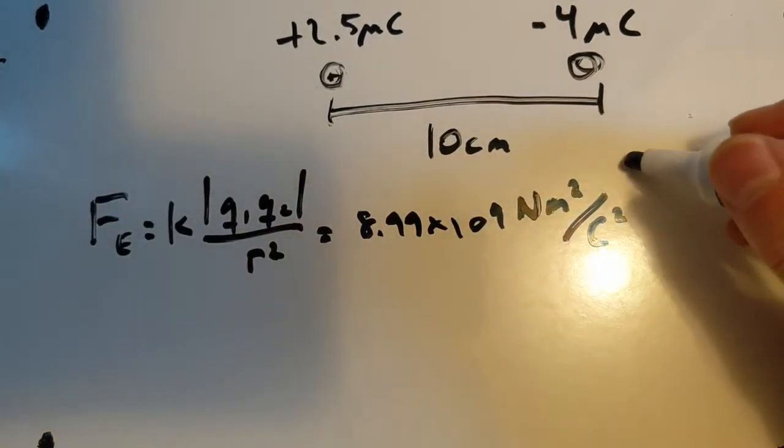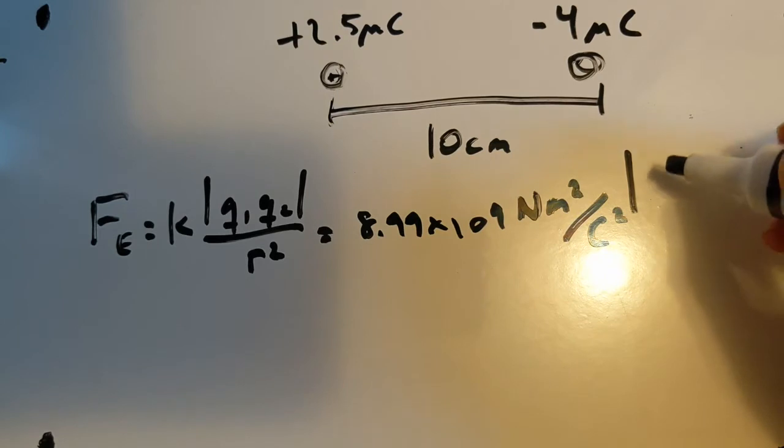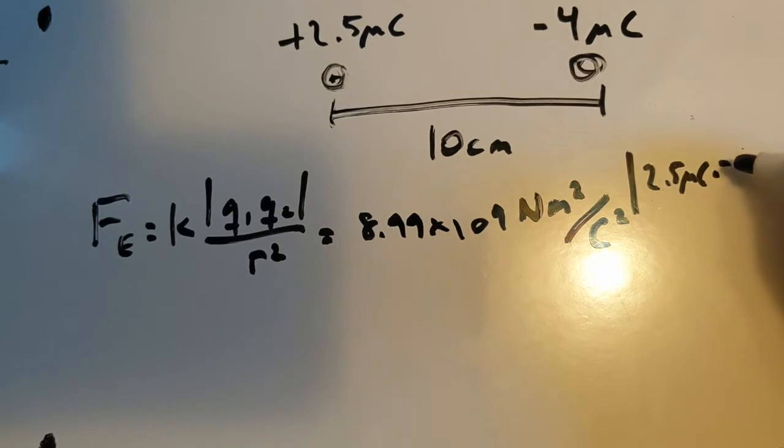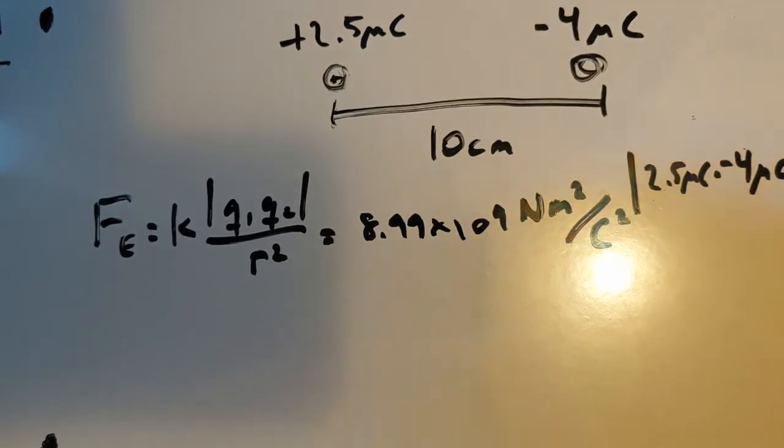And then we have times charge 1, which is 2.5 microcoulombs, times charge 2, which is negative 4 microcoulombs. We're running out of room there.